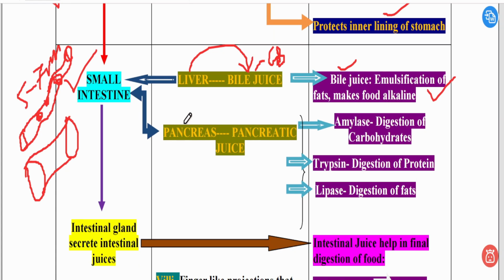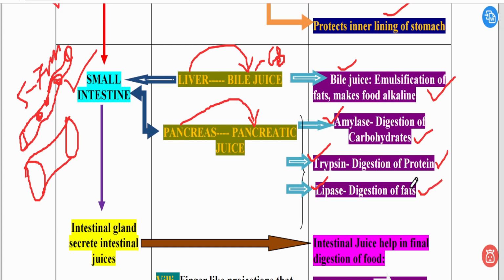The pancreas is also an associated gland that releases pancreatic juice. The pancreatic juice consists of 3 types of enzymes, that is amylase, trypsin and lipase. Amylase helps in the digestion of carbohydrates, that is, the breakdown of carbohydrates. Trypsin helps in the breakdown of proteins, and lipase helps in the breakdown of fats.